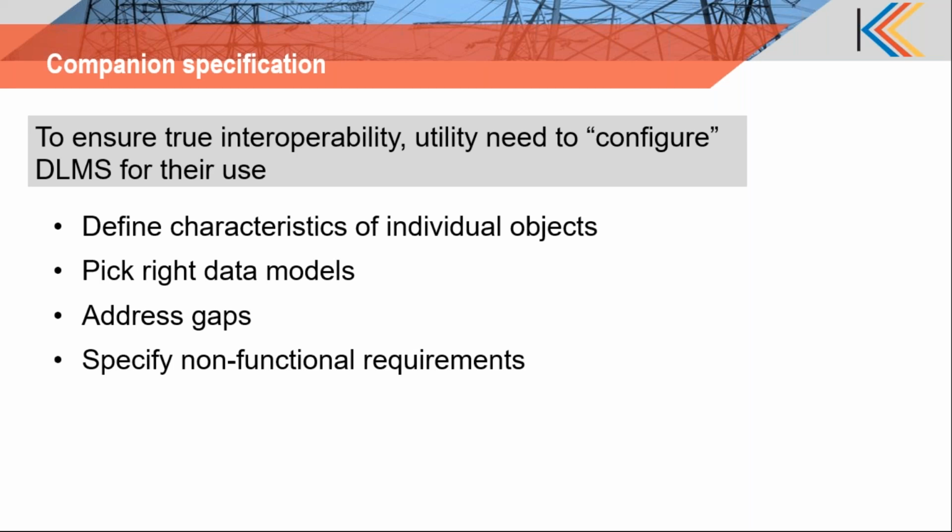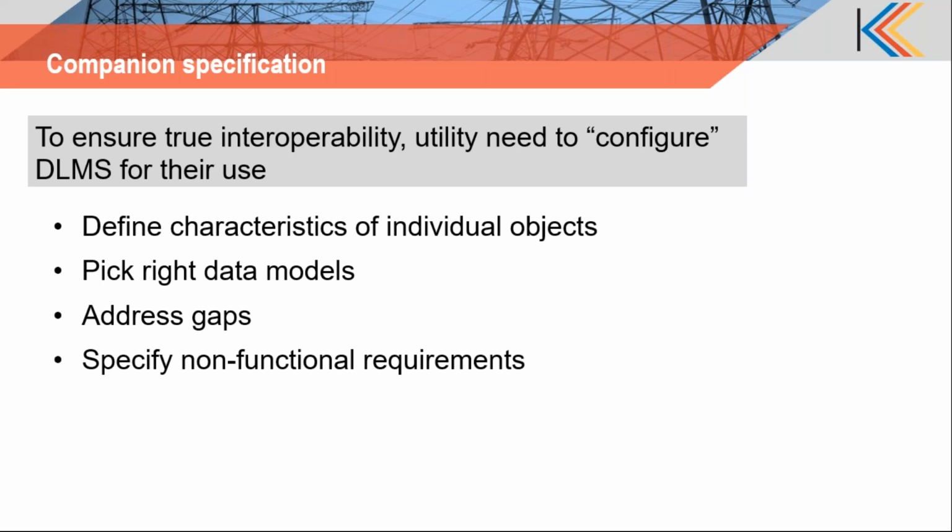So an example of a characteristic is what shall be the data type of the object. So whether you need floating point, or you need 16-bit integers or 32-bit integers, and what shall be the access rights for certain objects, whether it shall be read only or read write, etc. So these kinds of specific characteristics of each object need to be defined.